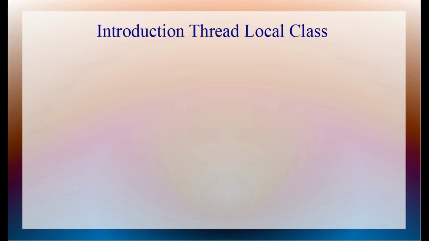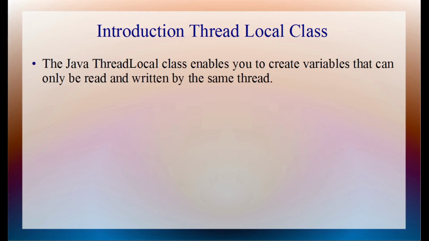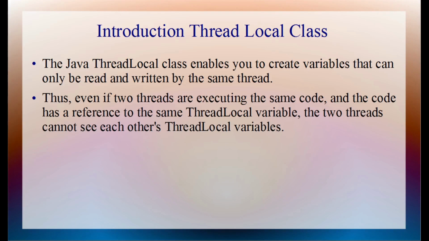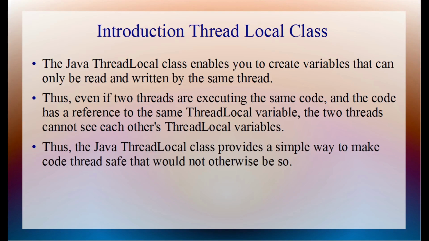Next is an introduction to the ThreadLocal class. The ThreadLocal class helps in implementing the multi-threading feature of Java in test automation. The Java ThreadLocal class enables us to create variables that can only be read and written by the same thread. So if two threads are executing the same code and the code has a reference to the same ThreadLocal variable, the two threads cannot see each other's ThreadLocal variables. The Java ThreadLocal class provides a simple way to make code thread safe that would not otherwise be possible.